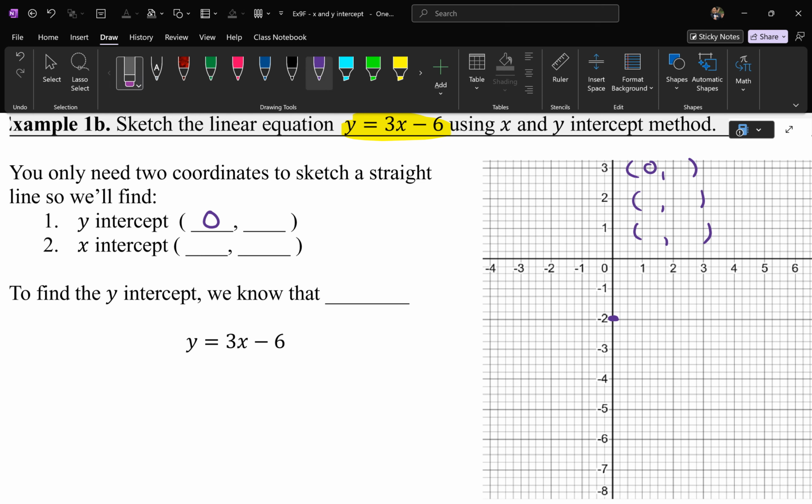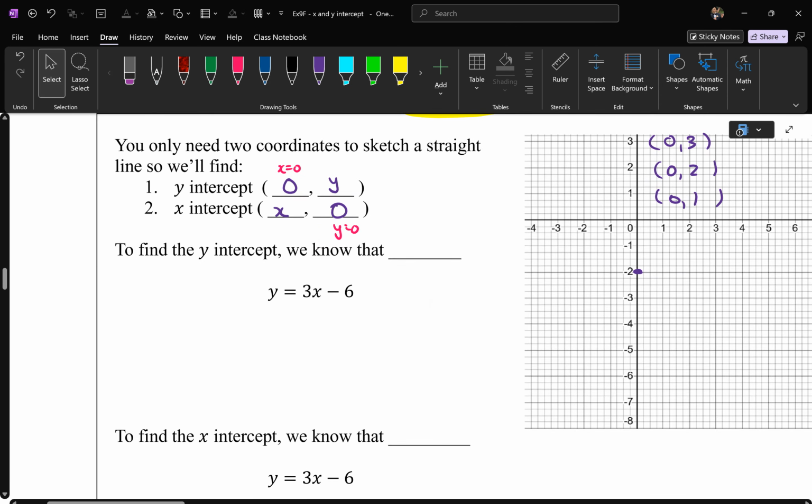So for example, all these coordinates here, this will be (0, 3), (0, 2), (0, 1). So the pattern is x will always equal 0 for the y-intercept, whereas for the x-intercept, y will always equal 0, even though you don't know what y is or what x is. Cool, so let's use that knowledge to solve our problem.